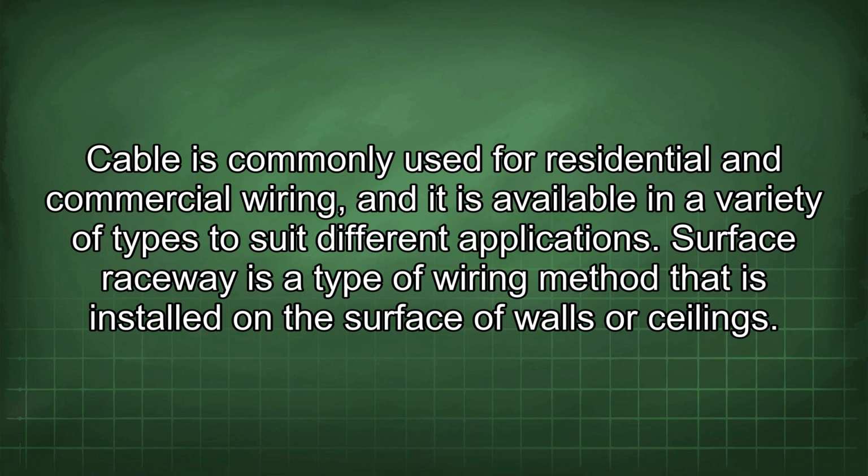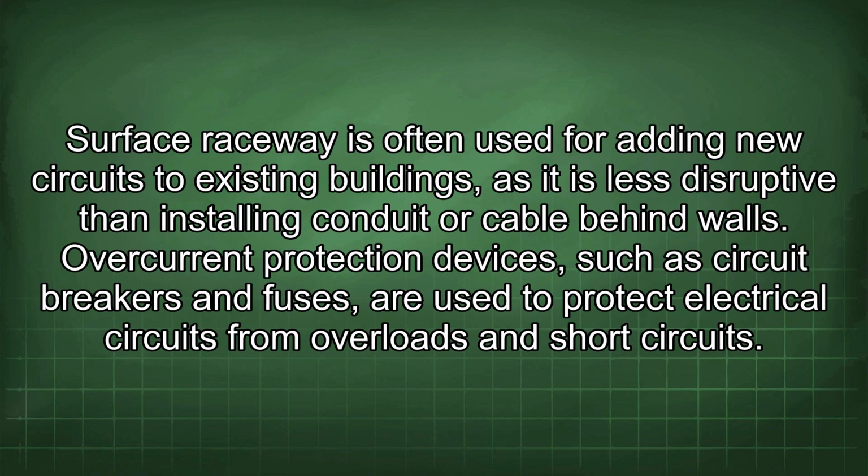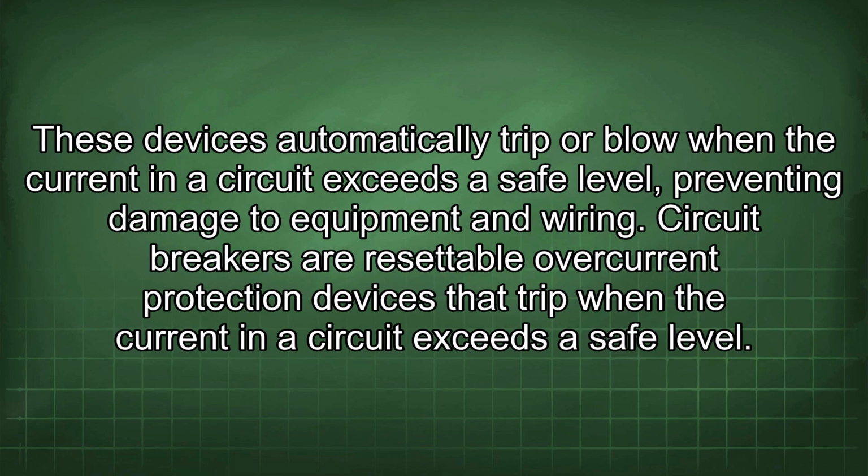Surface raceway is a type of wiring method that is installed on the surface of walls or ceilings. Surface raceway is often used for adding new circuits to existing buildings, as it is less disruptive than installing conduit or cable behind walls. Overcurrent protection devices, such as circuit breakers and fuses, are used to protect electrical circuits from overloads and short circuits. These devices automatically trip or blow when the current in a circuit exceeds a safe level, preventing damage to equipment and wiring.